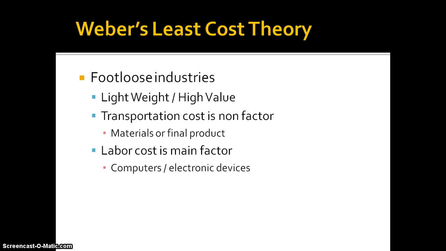And so with that, you don't really have to worry about shipping the materials. You don't have to worry about the cost of shipping the final product. That isn't something a lot of companies worry themselves about. So instead, they look more at the labor cost. And you see this a lot with the manufacturing of computers, electronic devices, computer chips, those types of things. Also, I've seen diamonds are considered an example of these footloose industries.